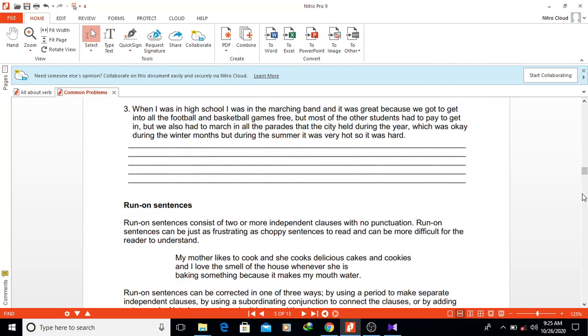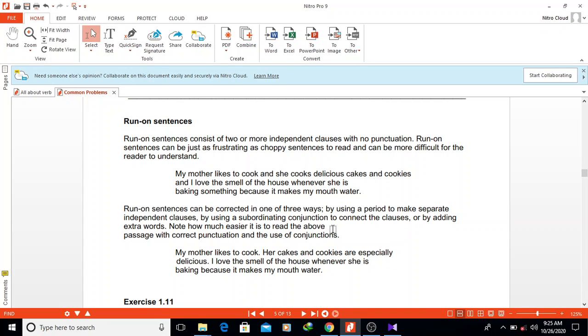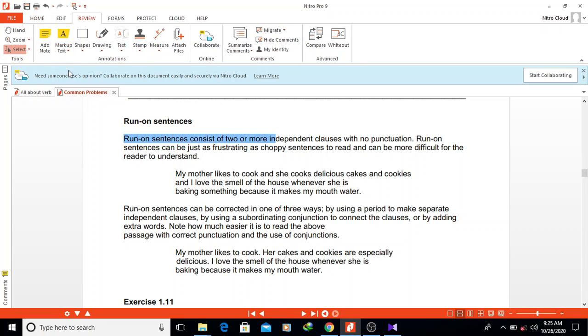The next one is run-on sentences. There are two independent clauses. Okay, let's just read the definition here. A run-on sentence consists of two or more independent clauses with no punctuation. For example, my mother likes to cook and she cooks delicious cakes and cookies. These two clauses are two independent clauses. Kalau two independent clauses digabung dalam satu kalimat, you have to use a comma here. So my mother likes to cook, comma, and she cooks delicious cakes and cookies.